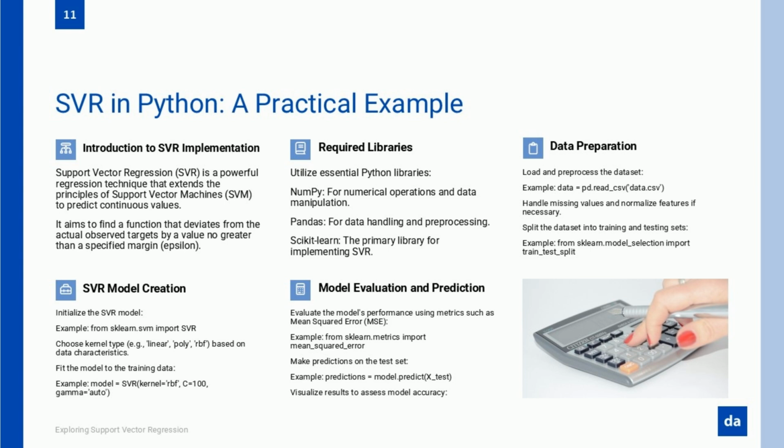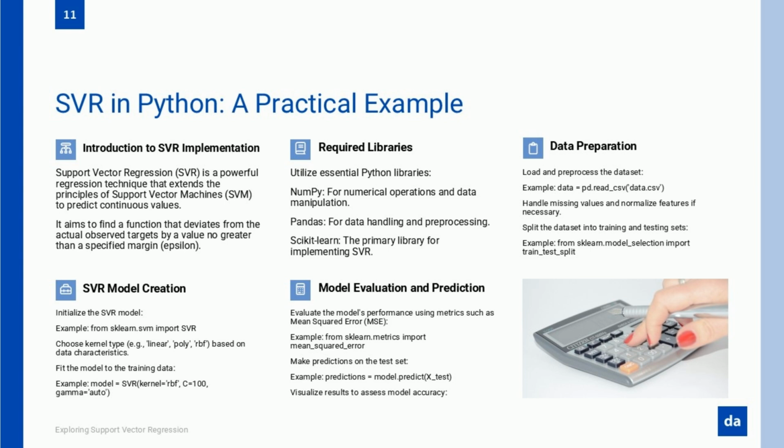Let's walk through the process step by step and see how we can train an SVR model to make real-world predictions. The first step is loading and preparing the data. Using pandas, we load the dataset, inspect its structure, and check for missing values. Missing data must be handled either by filling in gaps with appropriate values or removing incomplete entries.